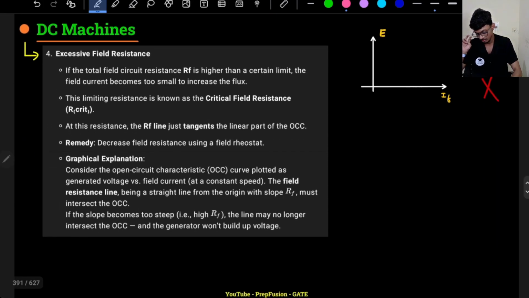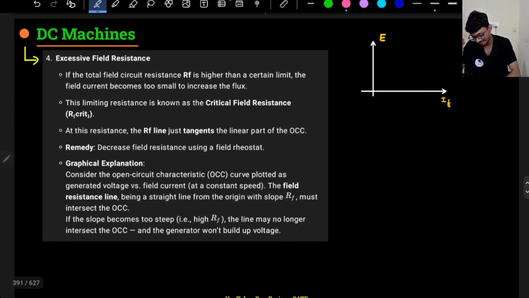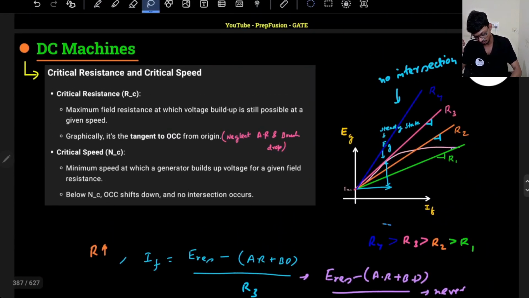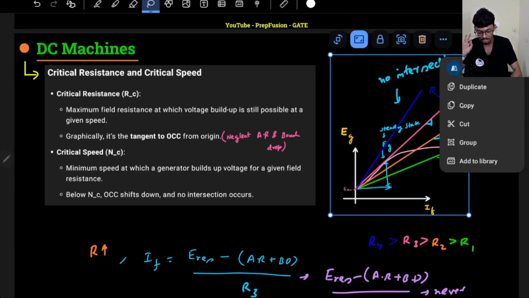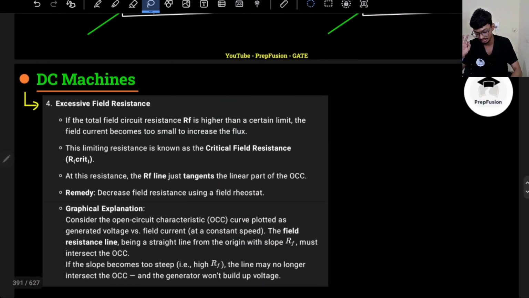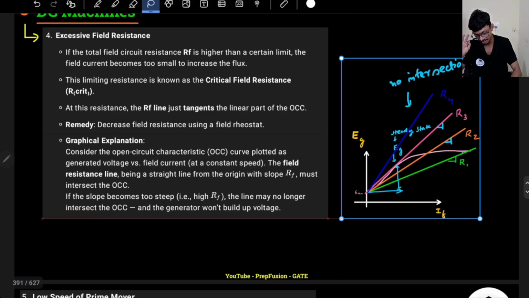Okay. So next thing, again we have discussed excessive field resistance. This has already been discussed here, right? So I don't feel I have to explain much here. So of course our shunt resistance must be lower than the critical resistance, otherwise voltage buildup will fail, right? What is the maximum value?